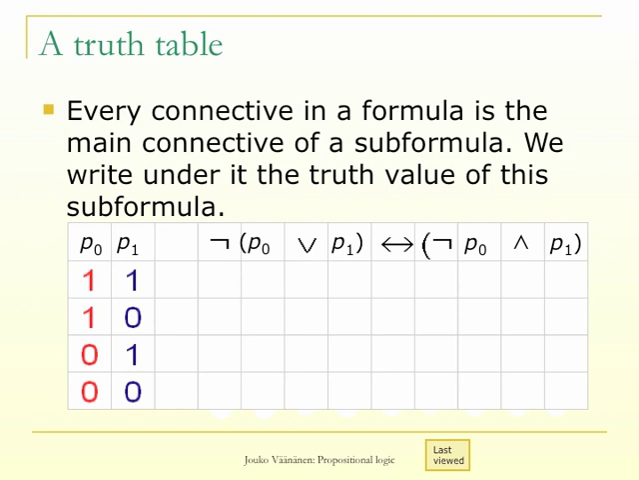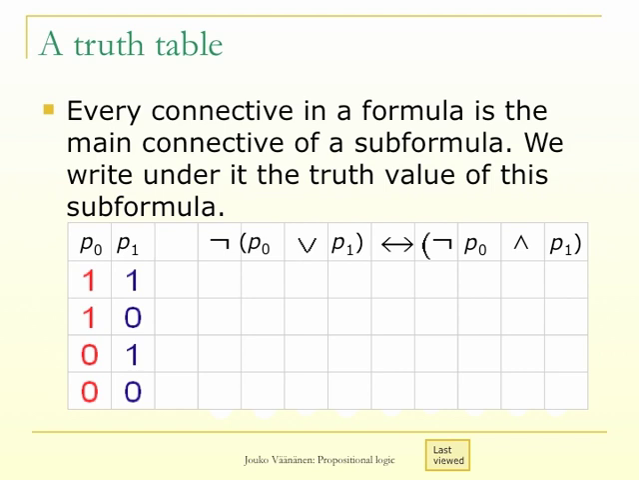We consider the propositional formula negation left parenthesis P0 or P1 right parenthesis double arrow left parenthesis not P0 and P1 right parenthesis, and we write the proposition symbols that occur in this formula to the leftmost columns of a truth table, and then form a row for each possible combination of truth values of the proposition symbols. There are 4 rows because we can distribute the values 0 and 1 in 4 different ways to the proposition symbols P0 and P1.